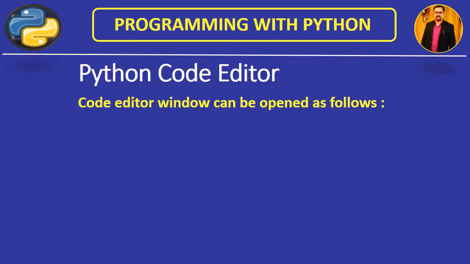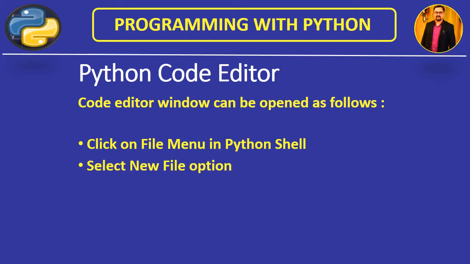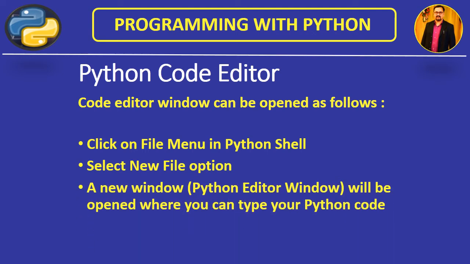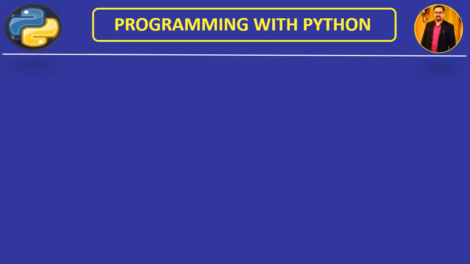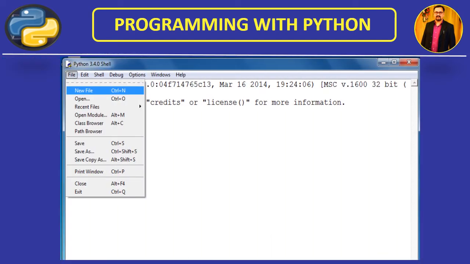You can open a code editor window when you have to start any new program, and the steps are here. Click on the file menu in Python shell. When you start Python, the shell will appear in front of you, and you will have to select the file menu from the Python shell, and from the file menu select New File to start with your code file. A new window, the Python editor window, will be opened and you can type your Python code here.